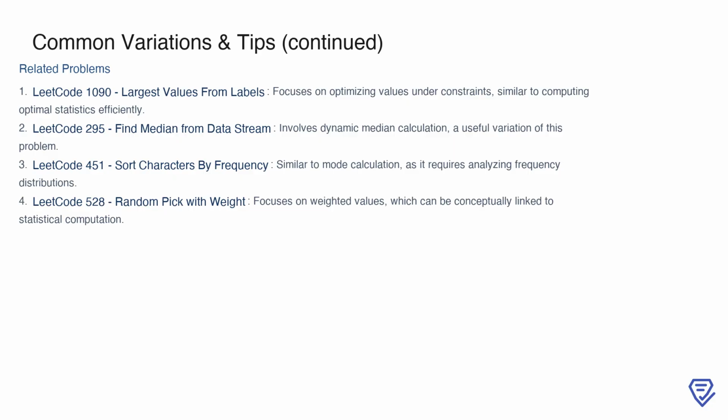LeetCode 451, sort characters by frequency, ties closely to mode calculation as it requires analyzing frequency distributions and sorting accordingly. Lastly, LeetCode 528, random pick with weight, introduces weighted values, which relate to the statistical computations you perform here. Exploring these problems can deepen your understanding of statistical techniques and their applications in different contexts.